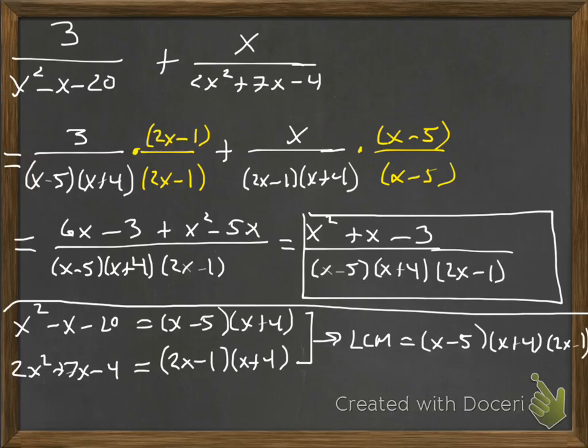So we're done. And it's probably about as difficult as they're going to be. But if you just factor denominators, find the LCM, make the denominators look the same, and then all you have to do is add or subtract your fractions, you should be in good shape.